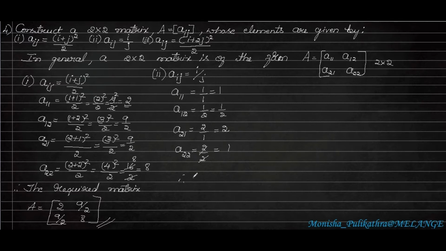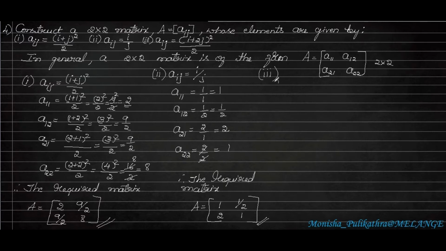So therefore the required matrix is A is equal to, in the place of A11, we have to write 1. In the place of A12, it is half. In the place of A21, 2. And in the place of A22, 1. So this is the required matrix for the second sub-question. So moving on to the third one.